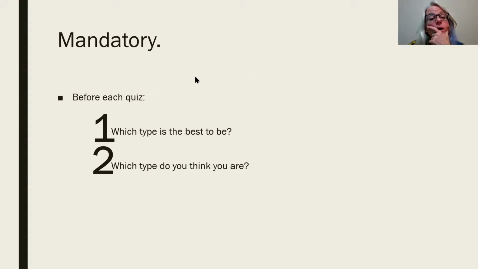Okay, so mandatory for each of these quizzes that we're going to take, before each quiz, ask yourself, which type is the best one to be? Which one seems like the best one, if you could pick one? And then the second thing you're going to ask is, which type do you think that you are? These are going to then serve as the questions afterwards.